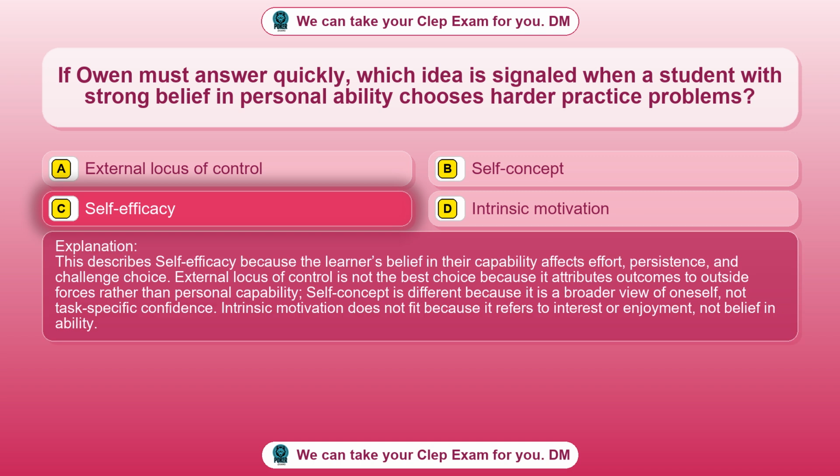This describes self-efficacy because the learner's belief in their capability affects effort, persistence, and challenge choice. External locus of control is not the best choice because it attributes outcomes to outside forces rather than personal capability. Self-concept is different because it is a broader view of oneself, not task-specific confidence. Intrinsic motivation does not fit because it refers to interest or enjoyment, not belief in ability.